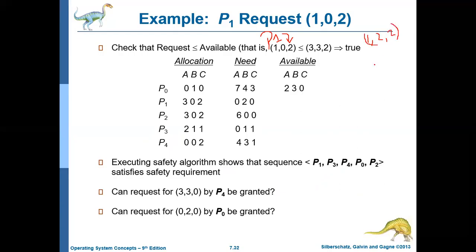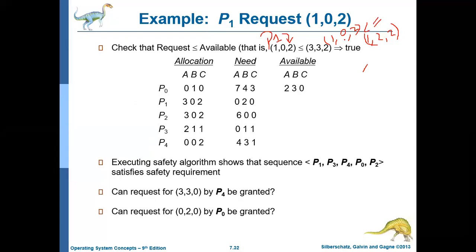Yes. Sorry, 122 is the need, and request is 102. So you have to check whether 102 is less than or equal to 122 or not. Yes, it is, because 1 is equal to 1, 0 is less than 2, 2 is equal to 2. So this is less than need.